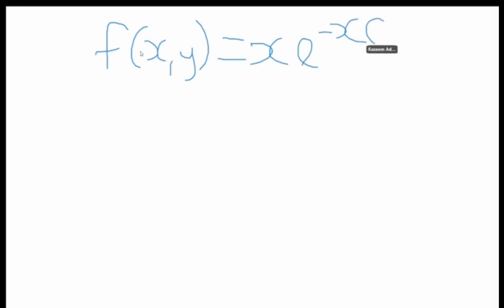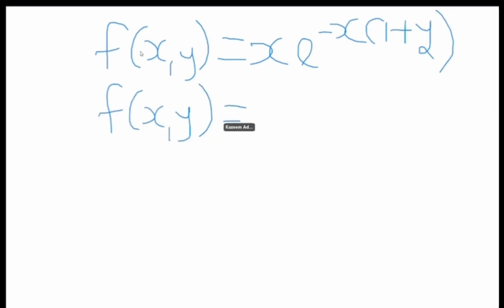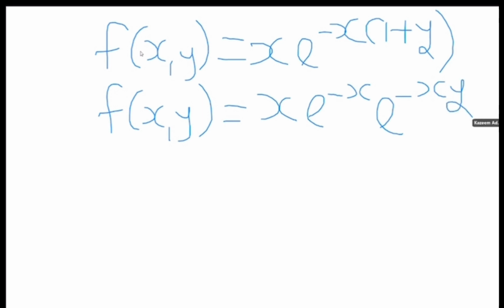What I basically want to do now: you have f of x, y given as x exponential raised to power minus x times (1 plus y). I can actually split that into x e to the power minus x and exponential raised to power minus xy. I think you know that that's algebra. I'm still simplifying that now.